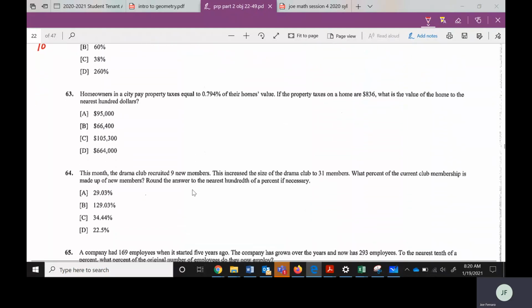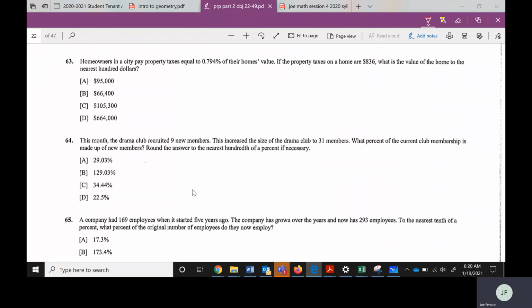All right, and the last problem, 63, says homeowners in a city pay property taxes that are equal to 0.794% of their home's value. Property taxes on a home are $836. What is the value of the home to the nearest hundred? So again, we look here, a percent of their home's value. So is the home's value what they give us or what they're asking for? It says the taxes are $836, and it says what is the value of the home? Okay, so that's what we're looking for.